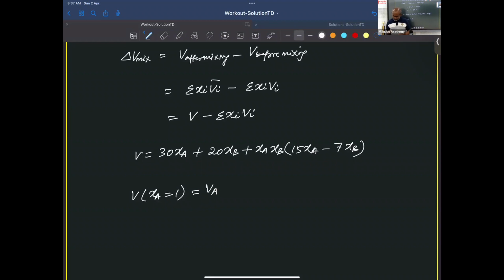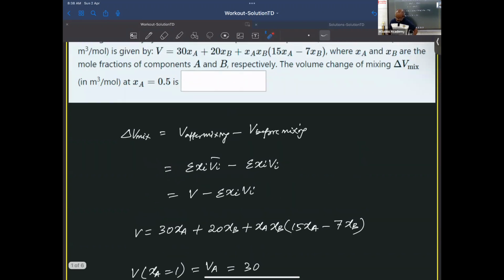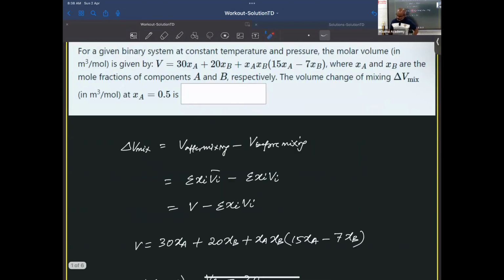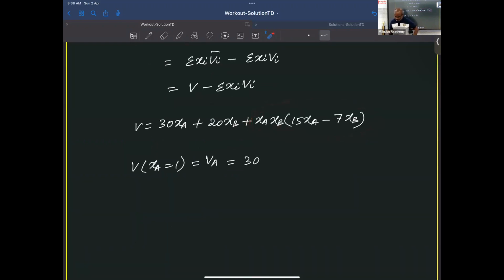So what is VA? VA is V at xA equal to 1. When xA equal to 1, xB equal to 0. So we have only 30, and the other terms are simply 0. So VA is only 30. What is the unit? It is in meter cube per mole, because when xA equal to 1, xB will be simply 0, and this entire multiplication will result in 0. So this is the value of VA, in meter cube per mole.